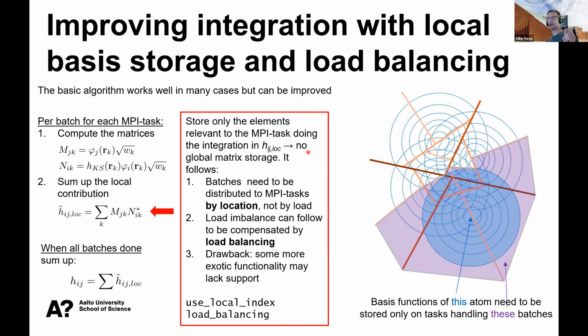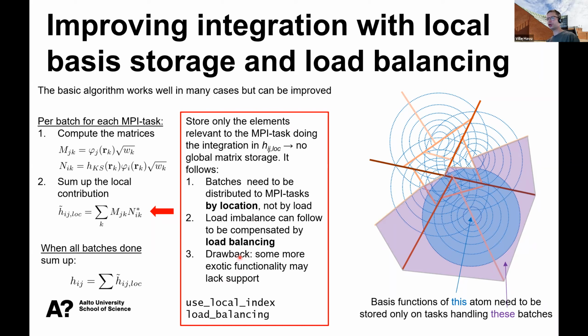While you don't have a global matrix storage, you need to, first of all, distribute the batches by location. So each of the MPI tasks needs to grab the localized batches there, or some kind of a blob around it, a spatially localized blob. This can lead to load imbalance, which you can then compensate by using load balancing with the keyword load balancing.